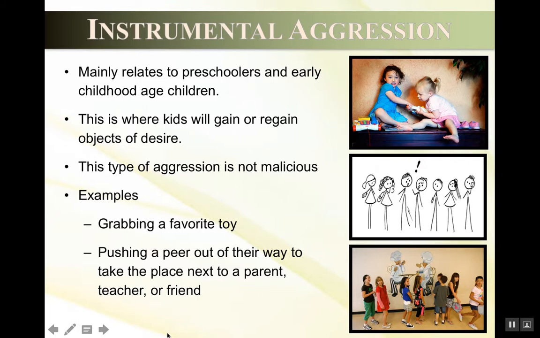Instrumental aggression, this really relates to this age group. And this is where kids will gain or regain objects of desire. So they'll take something because they want it, but they're not thinking about how it could hurt somebody else. So it's not done in a malicious nature. So grabbing a favorite toy, pushing a peer out of the way to get near a friend. In school, you'll see them circling each other in the line to be the caboose at the end or to close the door, and they're doing it to obtain something that they want.